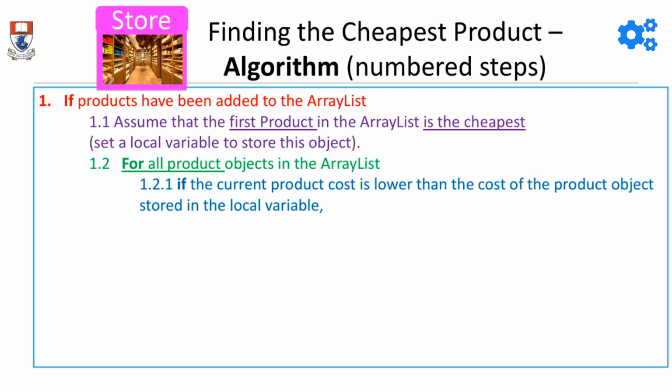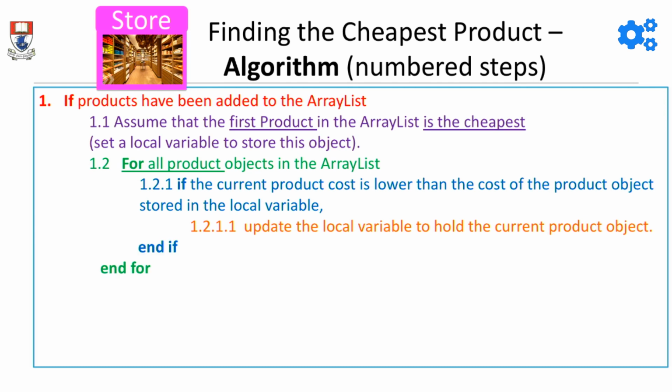We're going to check if the current product cost is lower than the cost of the product object stored in the local variable. If it is lower, then we update the local variable to hold the current product object. Otherwise, we do nothing. Go back around the loop. So this is going to visit every single object in our collection, and it's going to perform that test, trying to find the one with the lowest value.